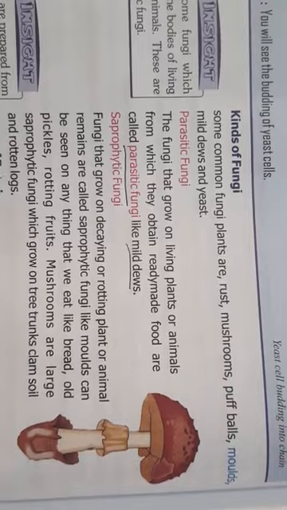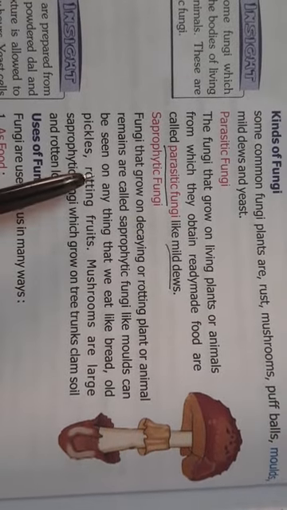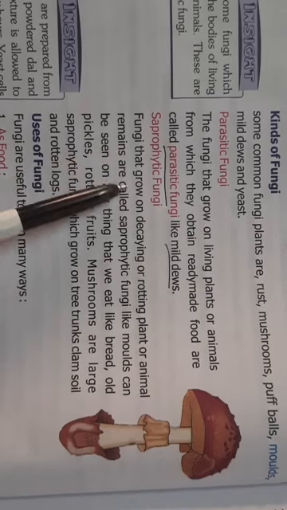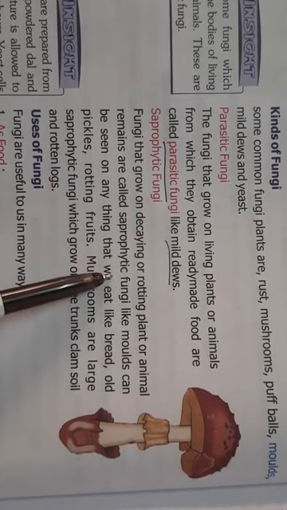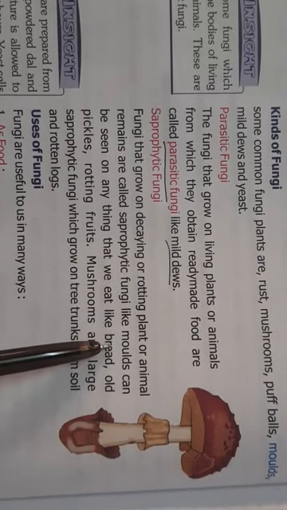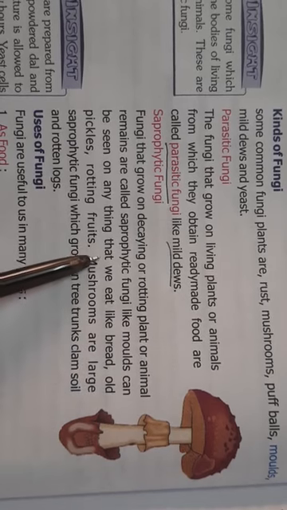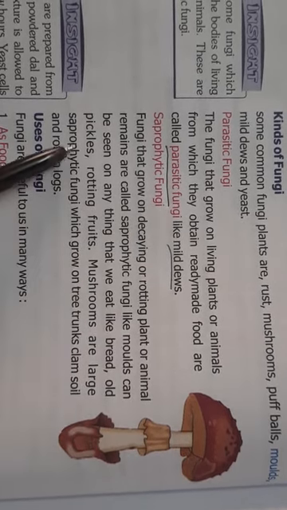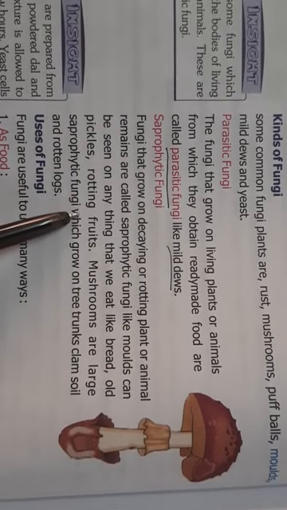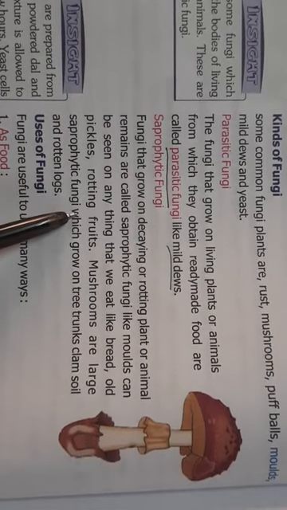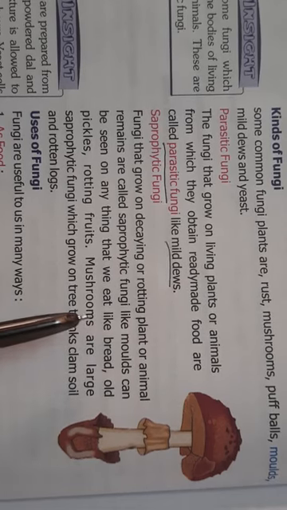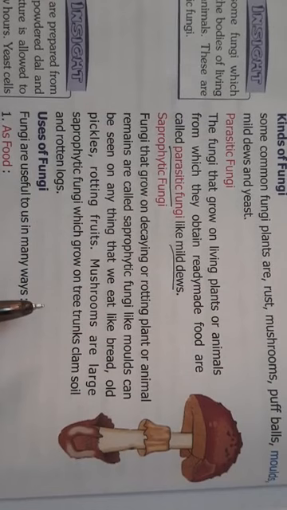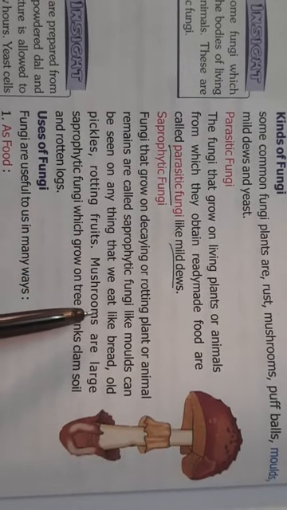Then you have got saprophytic fungi. Saprophytic fungi means the fungi which grow on decaying or rotting plants or animals, like molds. Molds can be seen on anything, like bread, pickles, fruits, vegetables which start rotting. Sometimes it may be white in color, sometimes blackish or grayish, sometimes green. All these are molds.